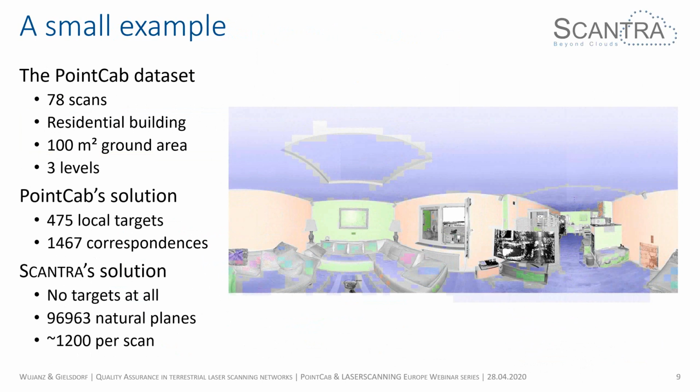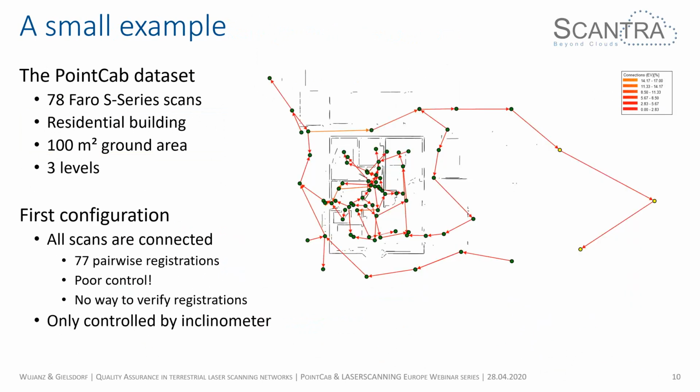Another important thing to mention is that every single plane has different characteristics, so we don't treat them all as being equally precise. We weigh them during registration, but that's another subject altogether. Per scan, we detected 1,200 planes, and in total we used about 97,000 natural planes for this project. So then we have a look at what you can actually do with the data.